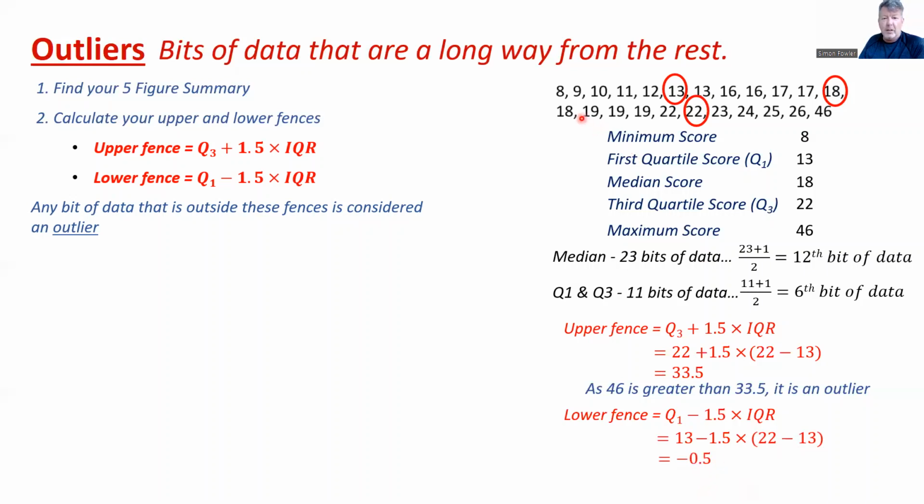Is there anything below negative 0.5? No, there's not. So there are no values less than negative 0.5. Therefore, there are no bottom end outliers.